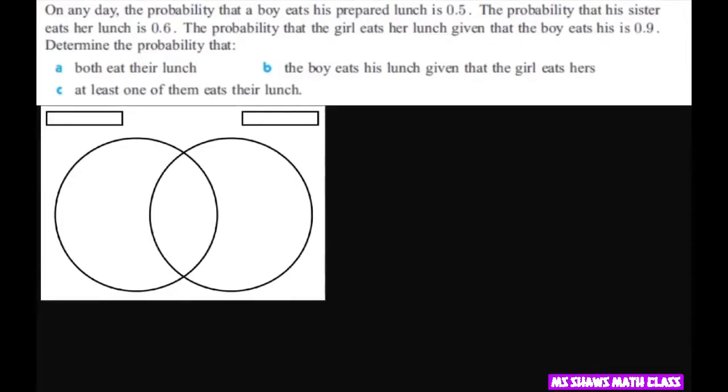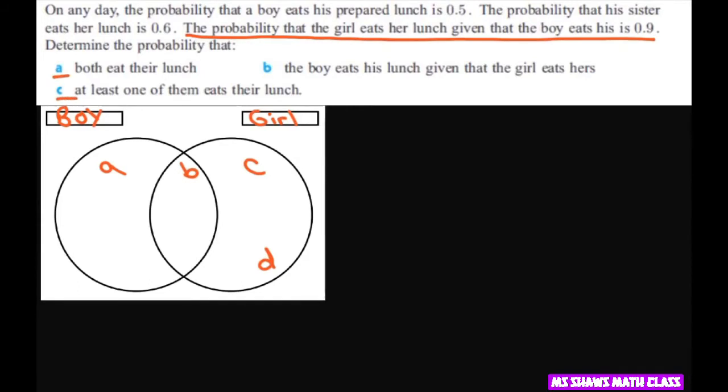So let's look at this again. We're going to do a Venn diagram. We know that the probability that the girl eats her lunch, given that the boy eats his, is 0.9. So if I call this the boy side, this the girl side, and label this as A, B, C, and call this D, we can fill this in to answer these three questions. We're given this information.